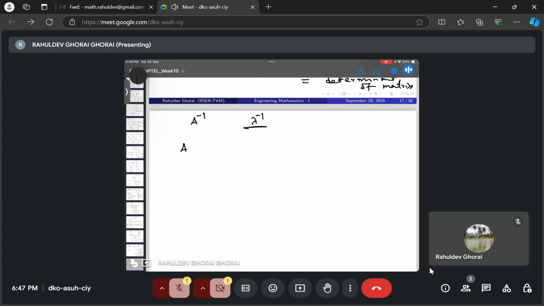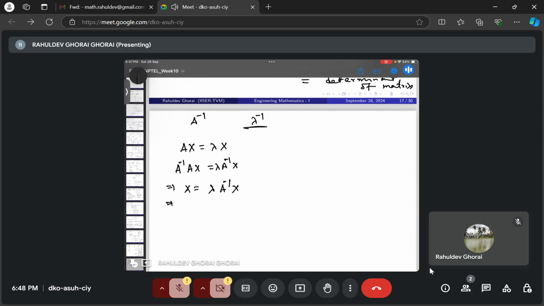If A has an eigenvalue lambda and the corresponding eigenvector is x, then Ax will be lambda x, right? And now A is invertible, so you multiply by A inverse on both sides to get A inverse Ax is equal to lambda A inverse x, and lambda will come out here. That implies x is equal to, because A inverse A is identity and identity times x will be x, lambda A inverse x, right?